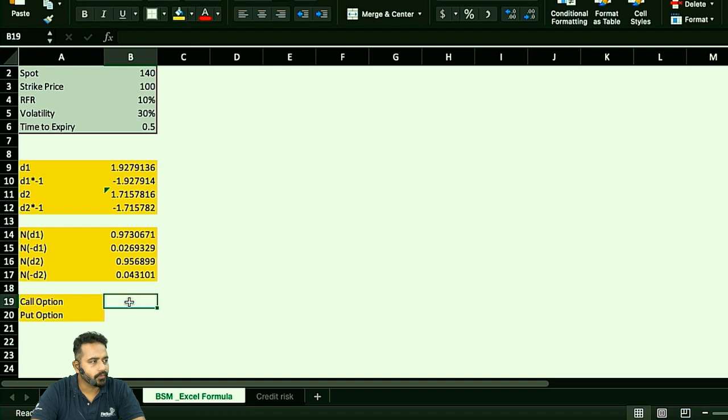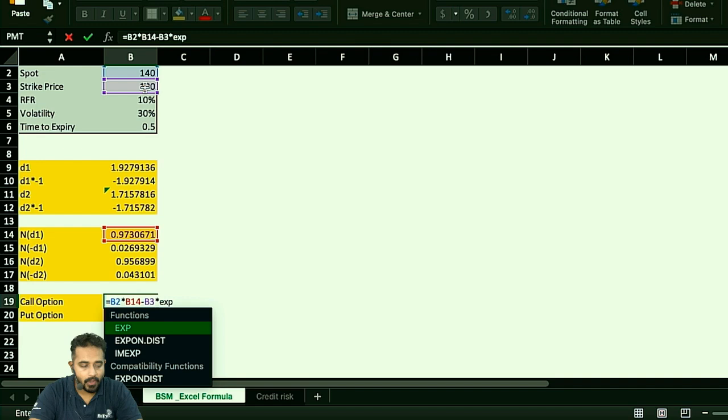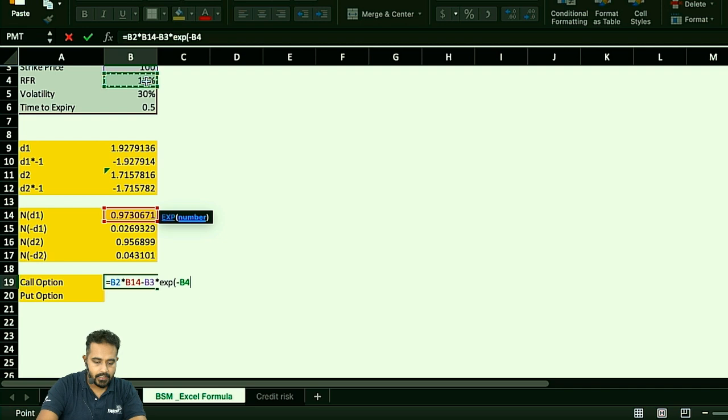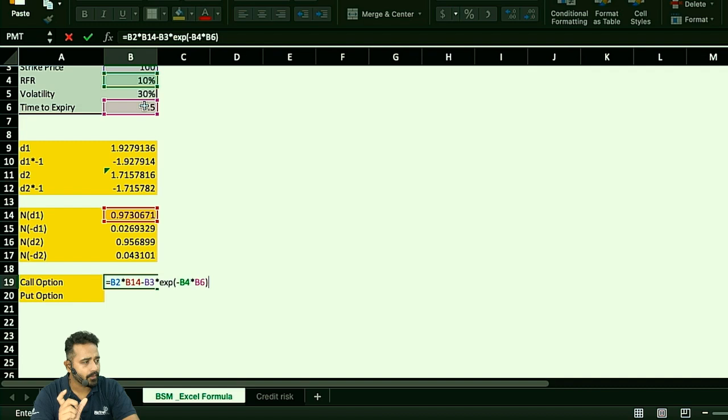Let's do the call option valuation. So it is equal to spot price multiplied with N(d1), minus the strike price multiplied with, we'll have to take the present value, right, e raised to negative RFR multiplied by whatever is the time period T. So this is your value of the bond, or the present value of the strike price. Multiply this with N(d2). And there you go.